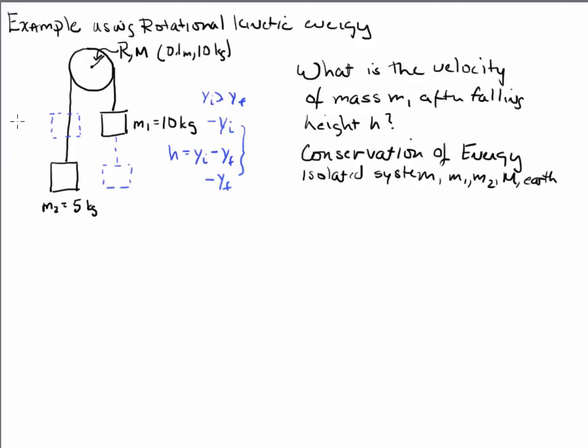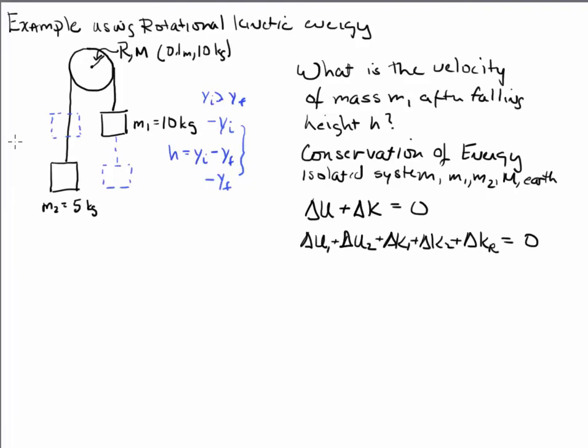Well, conservation of energy, we are going to consider the system isolated. So the system consists of mass 1, mass 2, the mass of the pulley, and earth, and of course the cord. But we will assume the cord is massless. Our conservation of energy equation states that change in potential energy plus change in kinetic energy must equal 0.